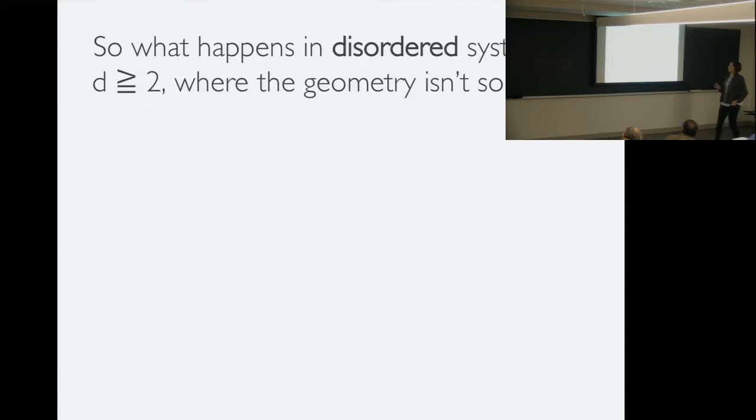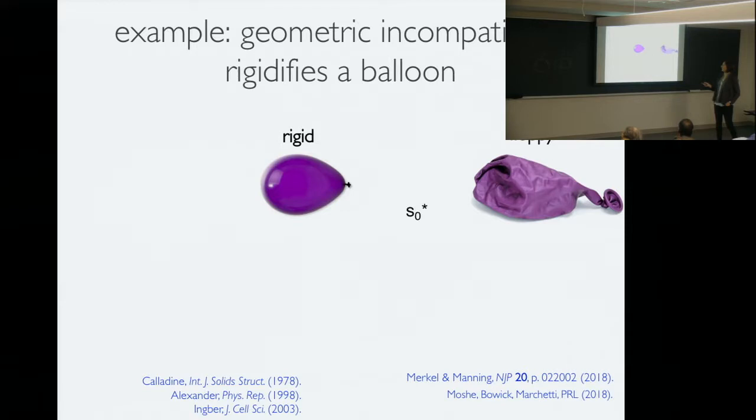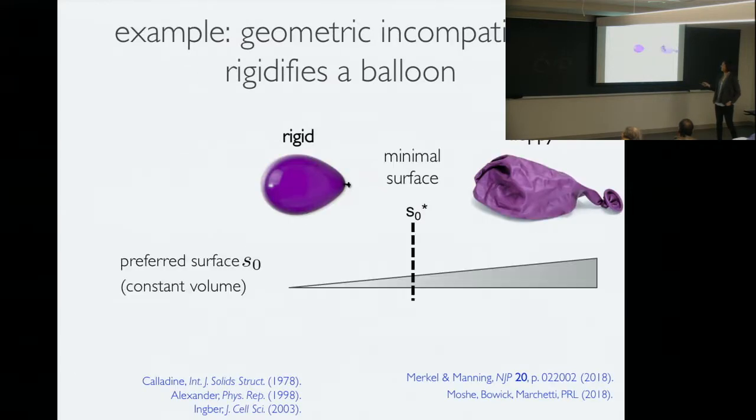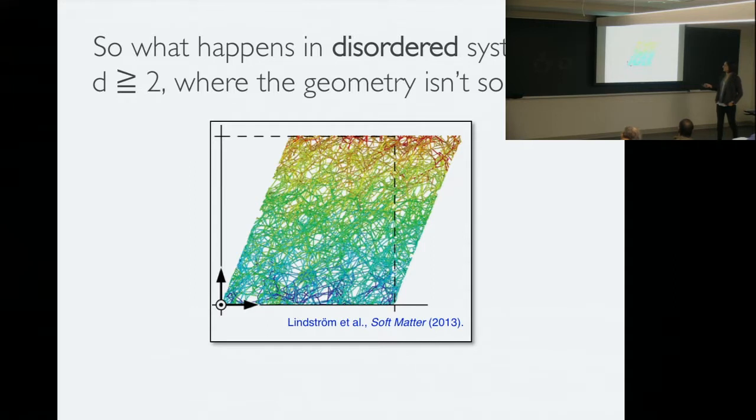Okay. So then I want to know what happens in disordered systems in dimensions greater than or equal to 2, where it's not so simple. In the guitar string, I could just look at a picture and figure out what this was, right? In the balloon, actually, it's about this critical point. This is roughly a sphere, so the critical point is when the surface area of the balloon encapsulates a volume of the sphere, right? So I can figure out that critical point. What happens in these disordered geometries?